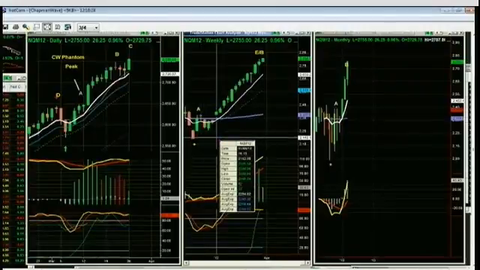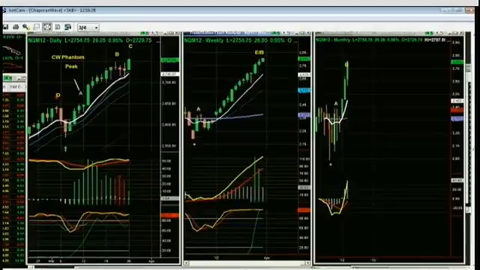So this is what I call a phantom B. It could be an E. I'm calling it a B for now, okay? So here we go.